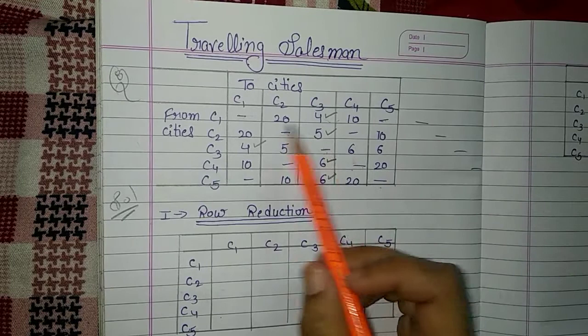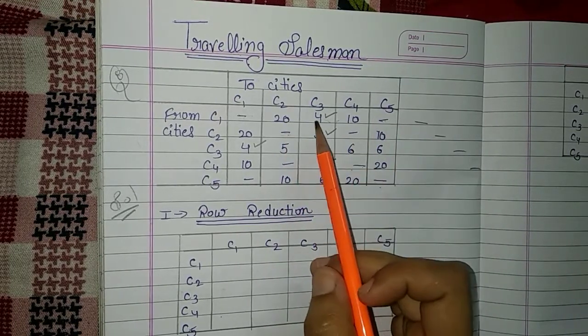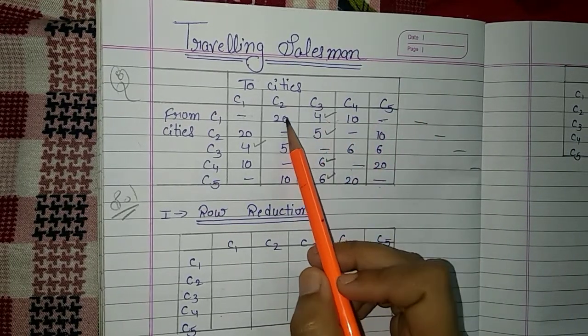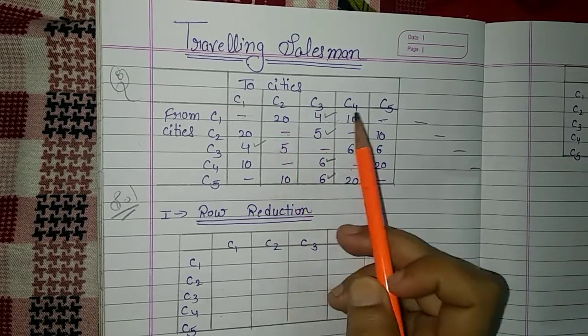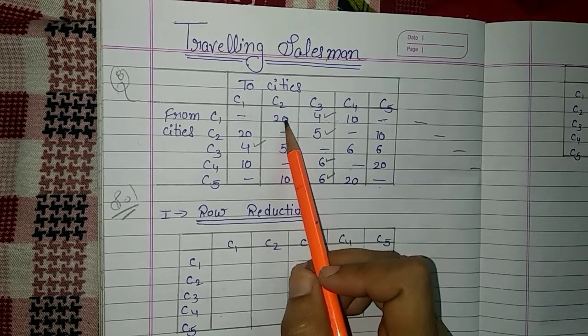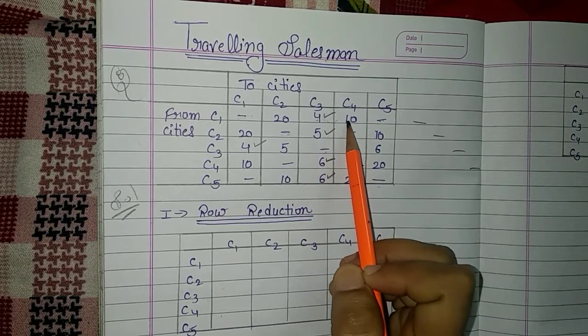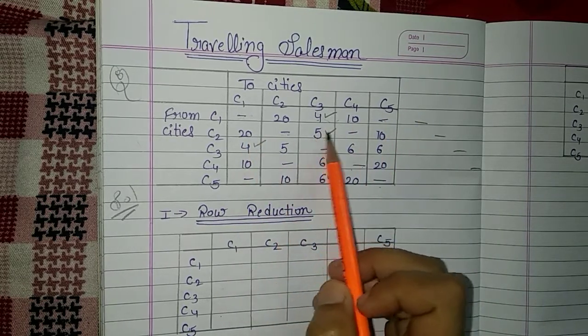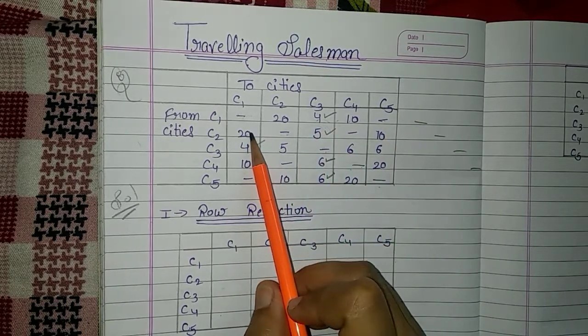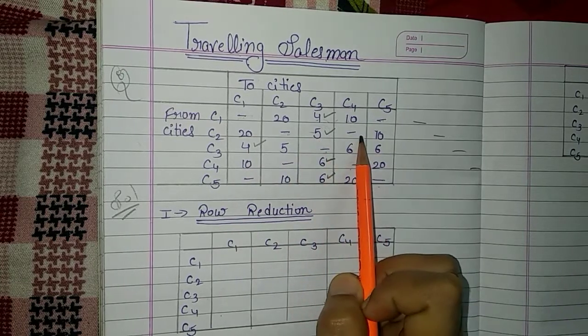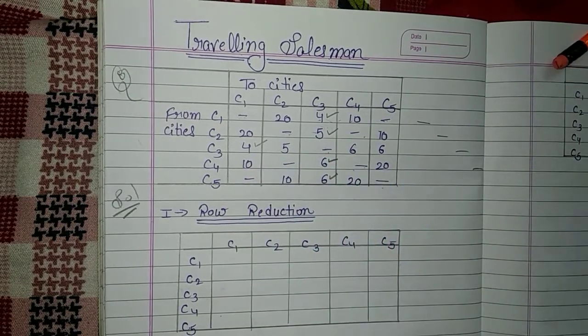Now we can subtract these numbers from their respective rows' numbers, like 20 minus 4, because 4 is the minimum number in this row. 4 minus 4, 10 minus 4. Here 5 is the minimum number in this row. 20 minus 5, 5 minus 5, 10 minus 5. Now we can write here.